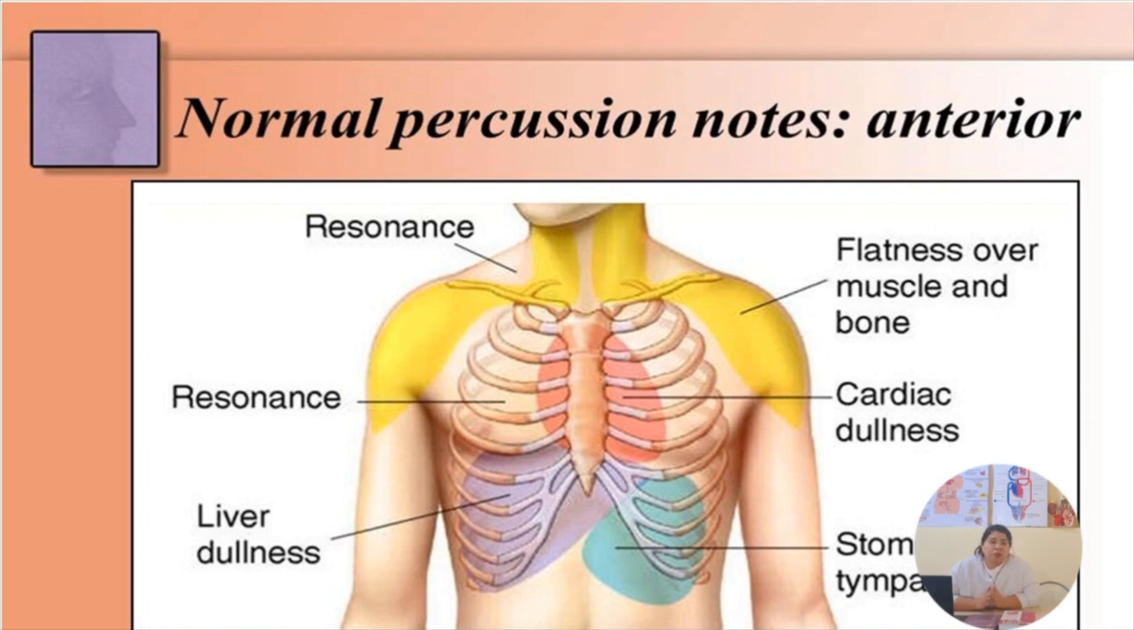Percussion. The physician strikes, and during striking different organs give different sounds, and you recognize the sounds produced in different organs. For example, if you percuss the cardiac region, it will give cardiac dullness. If you percuss the muscles, it will be a flat sound. If you percuss the lungs, it will be a resonant sound. Stomach and abdominal region give us a tympanic sound.